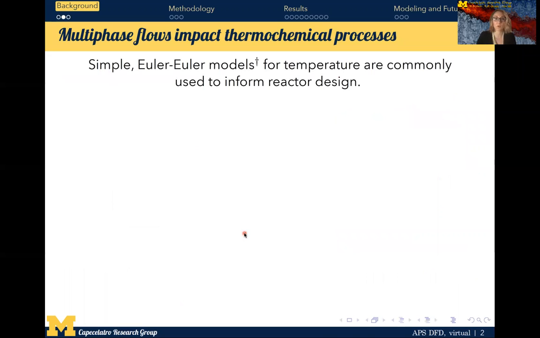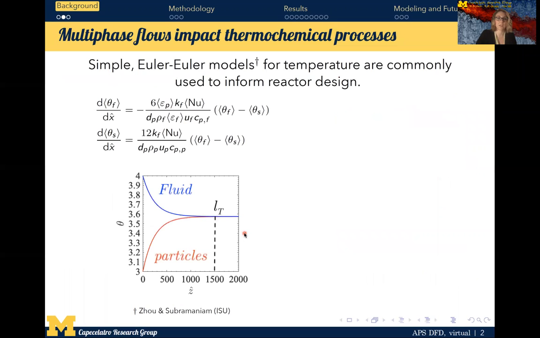To date, simple Euler-Euler models for temperature are commonly used to inform reactor design. An example of one of these models is shown here, developed by our colleagues at Iowa State University. An instance of one of the solutions of this system of equations is shown here, where the fluid phase in blue starts off initially warmer than the particle phase in red. Over some thermal development length, L sub T, the fluid and the particles reach thermal equilibrium.